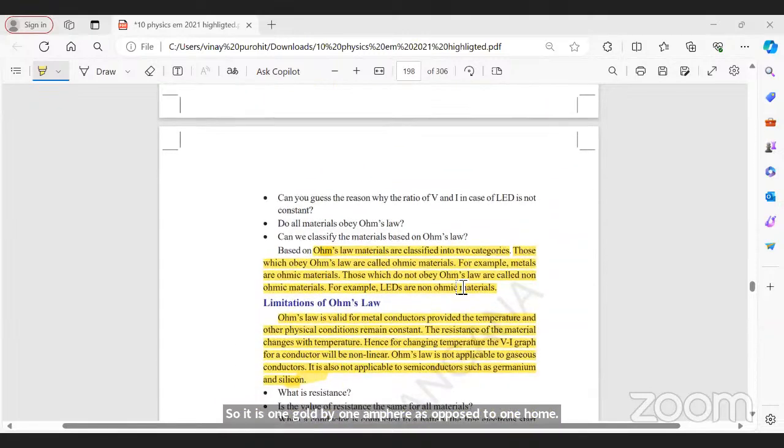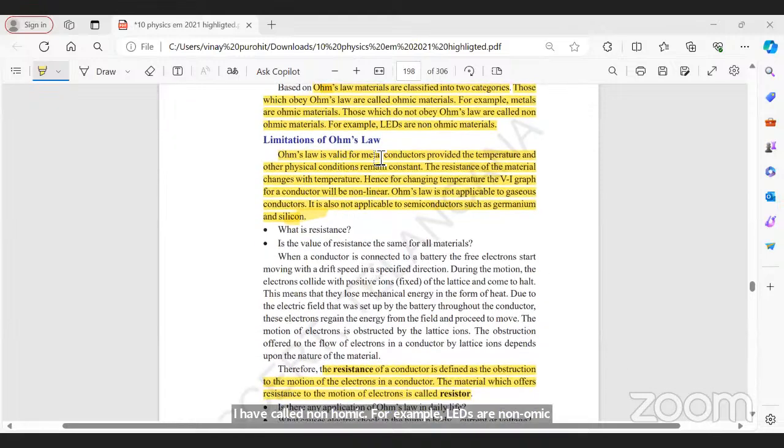Materials are classified into two categories with respect to Ohm's law. Those which obey Ohm's law are called ohmic materials. For example, metals pass the current, so metals are called ohmic materials. Those which do not obey Ohm's law are called non-ohmic materials. For example, LEDs are non-ohmic materials.